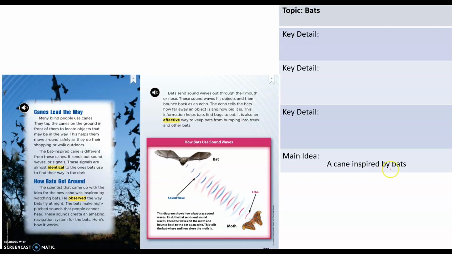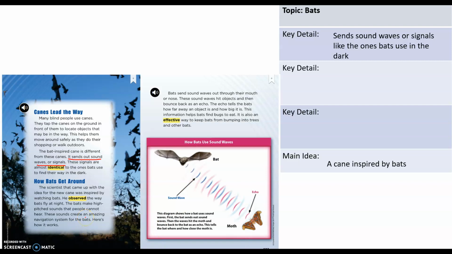So, what about canes inspired by bats? Well, I see here that the cane sends out waves or signals, just like the ones that the bats send out. So my first key detail about the cane inspired by bats is that it sends sound waves or signals like the ones bats use in the dark.